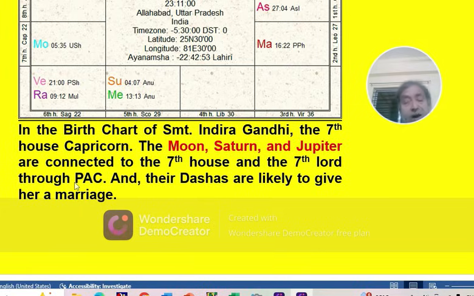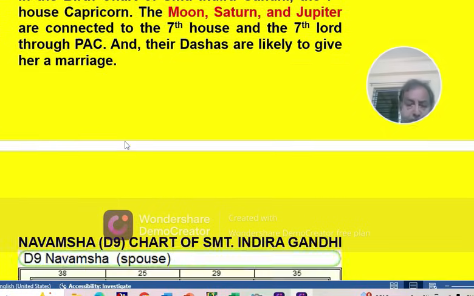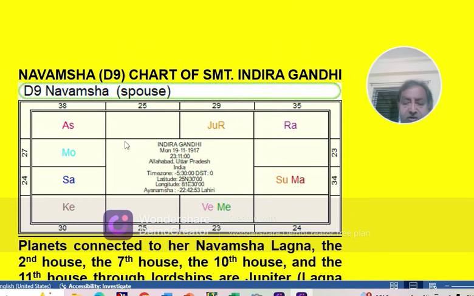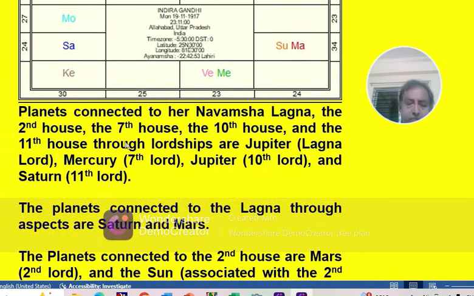And their doshas are likely to give her a marriage. Whose doshas? Moon, Saturn and Jupiter. In the birth chart, we have got this list. We have to jot it down. Navamsha, D9 chart of Srimati Indira Gandhi.